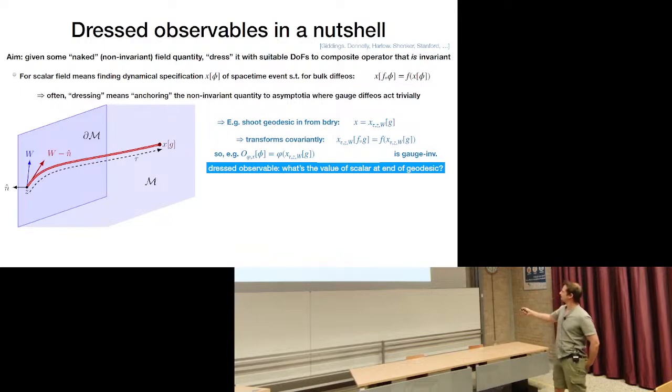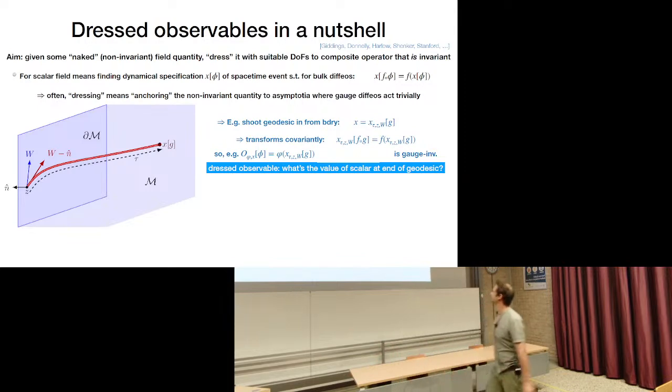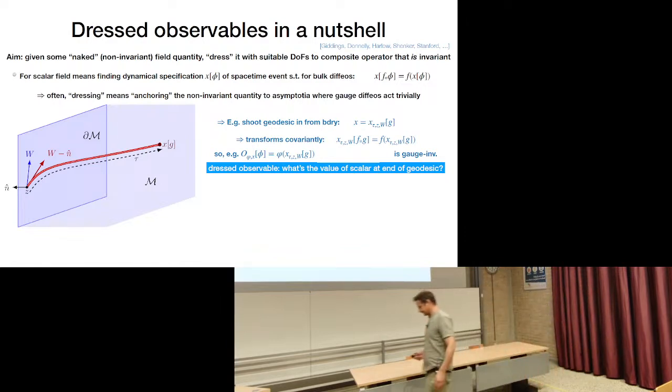And because it transforms in this way, when I evaluate the scalar field at the endpoint of the geodesic, under transformations these F's just cancel, and it's going to be gauge invariant. And that represents the value of the scalar field at the end of the geodesic. So that's kind of standard in the dressed observables program.